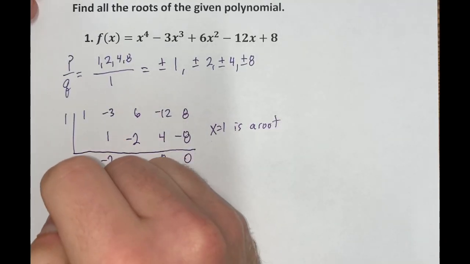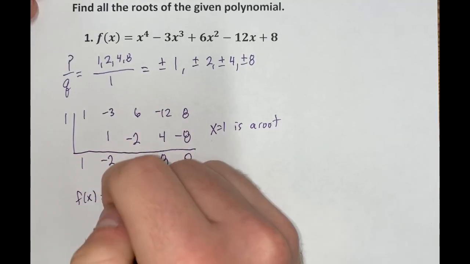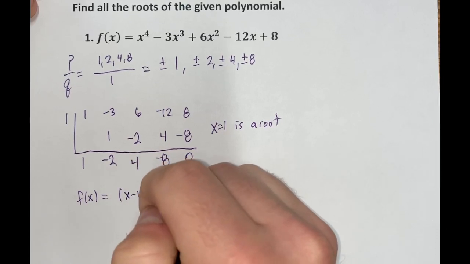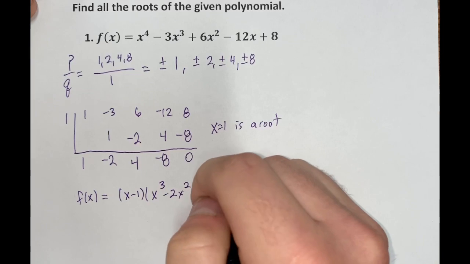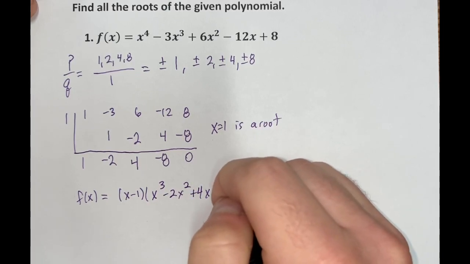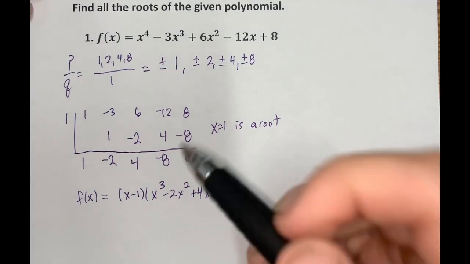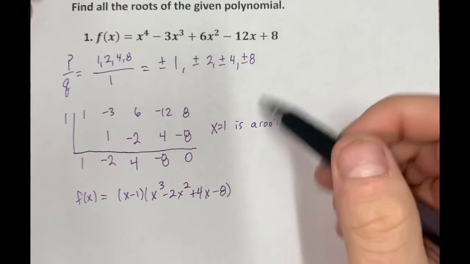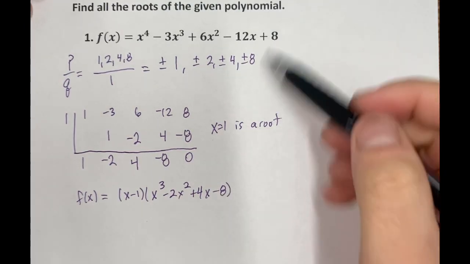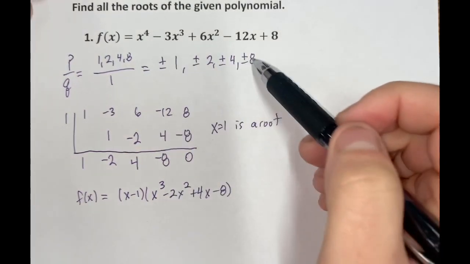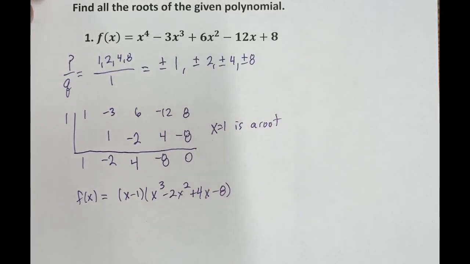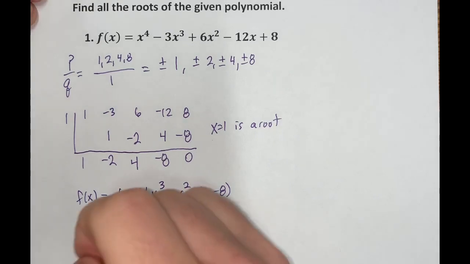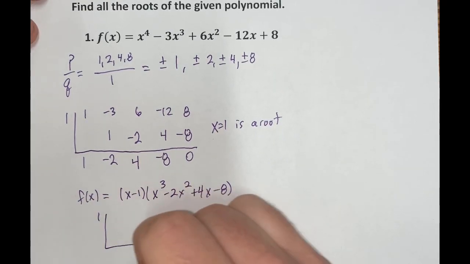So what can we do? We can write f of x as x minus 1, the factor, times x to the third minus 2x squared plus 4x minus 8. P over Q is going to be the same because the constant term is still 8, the leading coefficient is still 1, so this is still my list of possibilities. It's possible that the same number could work twice. It's possible that it doesn't work twice. So let's try 1 again with the cubic polynomial here.